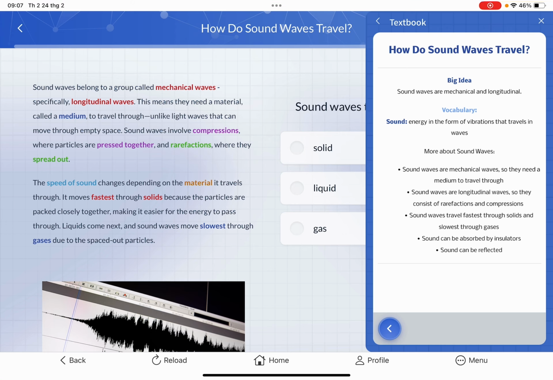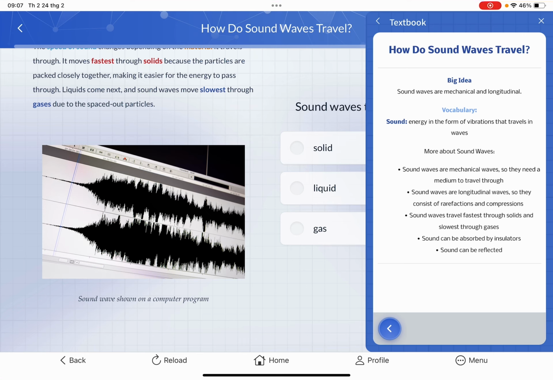And one more thing, sound can be absorbed by insulators, and sound can also be reflected. One more thing, we cannot see sound. However, if we could, then sound would look like this.